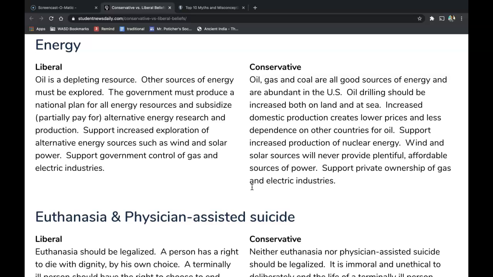Republicans and conservatives, on the other hand, would say that oil, gas, and coal are all good sources of energy and are abundant in the U.S., and oil drilling should be increased both on land and at sea. Increased domestic production creates lower prices and less dependence on other countries for oil. Support increased production of nuclear energy. Wind and solar sources will never provide plentiful, affordable sources of power, Republicans say, and we should support private ownership of gas and electric industries.